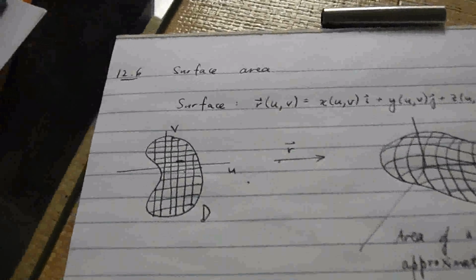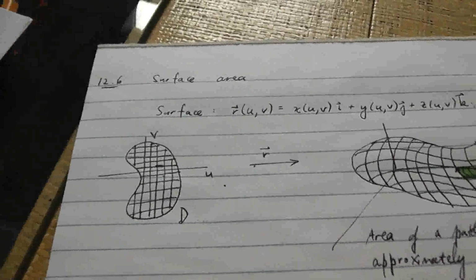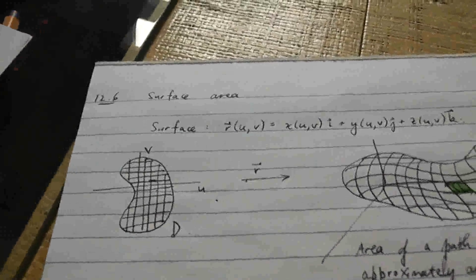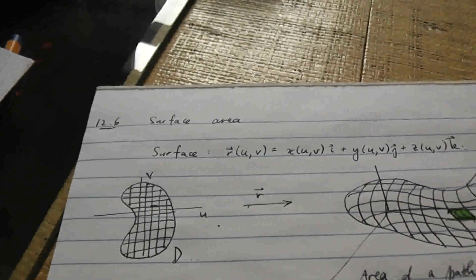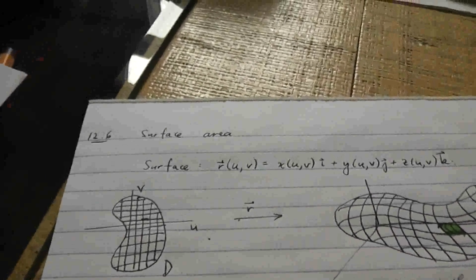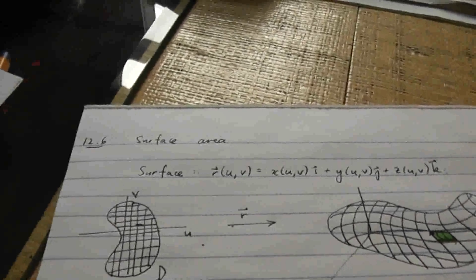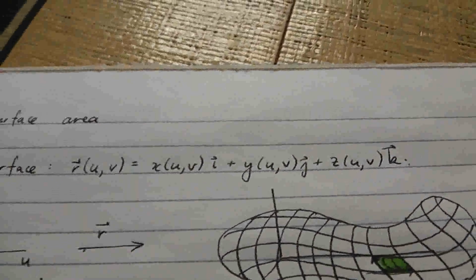Right, so next I want to tell you about section 12.6, which deals with surface area. This is very cool. We're going to actually be able to compute the area of a surface in 3 dimensions. And we'll begin by thinking about surfaces which are given parametrically. So here's the parametric form of the equation of a surface.